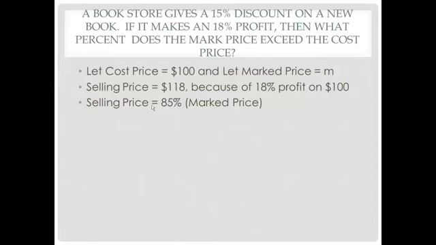So the selling price, which was $118, had to equal 85% of whatever the original marked price was. So let's work this out. We know the selling price is $118 because they made an 18% profit. And they got a 15% discount, so they paid 85%. Let's change that to a regular number, 0.85 times the marked price. And we don't know what the marked price is. That's what we're going to find out now.